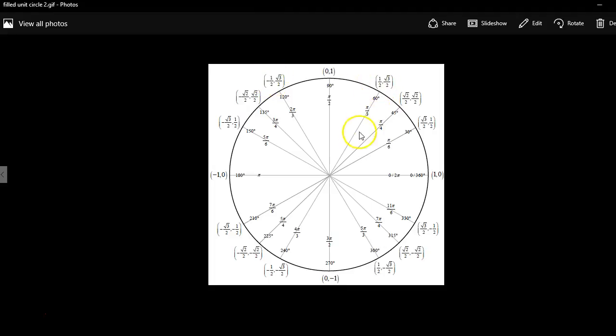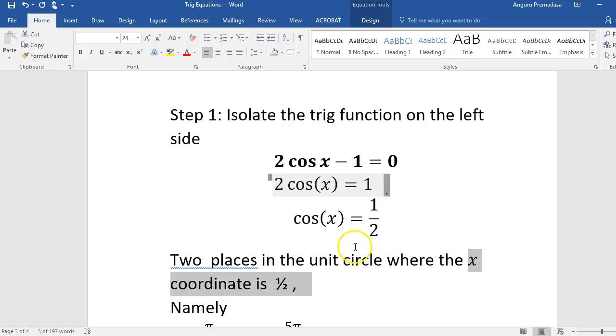So here the x coordinate is 1/2. There's one more place, and what's that? That's in the fourth quadrant, right up here where the x coordinate is 1/2. So there are two angles, and the two angles are pi over 3. And then what's the other angle? 5 pi over 3. So at pi over 3 and 5 pi over 3, the x coordinate is 1/2. That means cosine x is equal to 1/2. So the answer to step 2 is pi over 3 and 5 pi over 3.